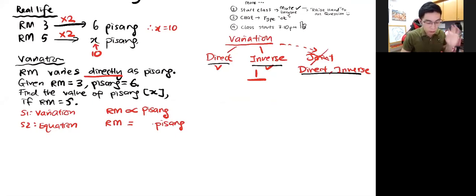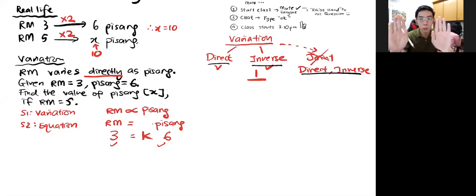RM equals to pisang. If I put a 3 here, don't write the 3, and then I put equals to pisang equals to 6, is this correct? Obviously no, because 3 is not equal to 6. So in order to make 3 equal to the other side, we have to place one unknown in front of it. In variation, we use the symbol K to represent the difference between the number on your left side and on your right side. So I'll put K times pisang. I will erase this part. This part don't write.